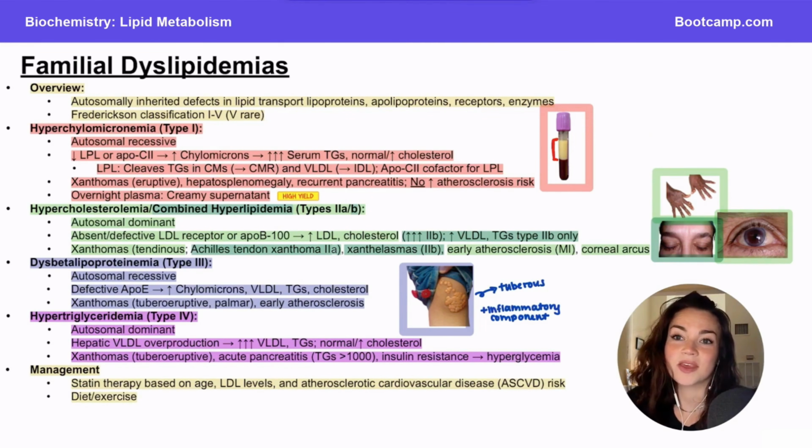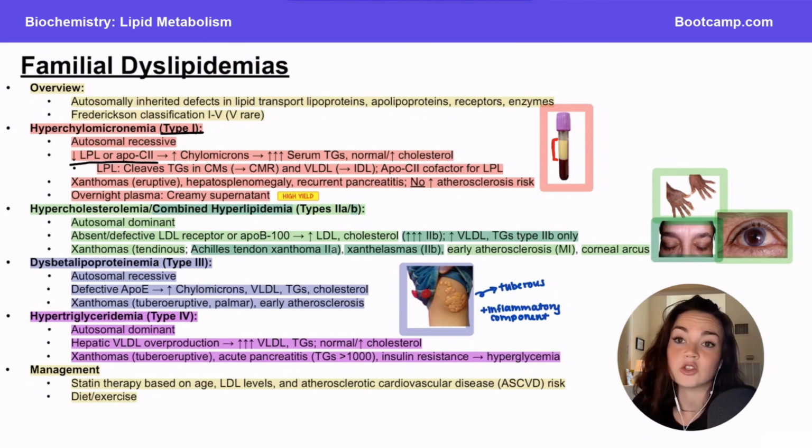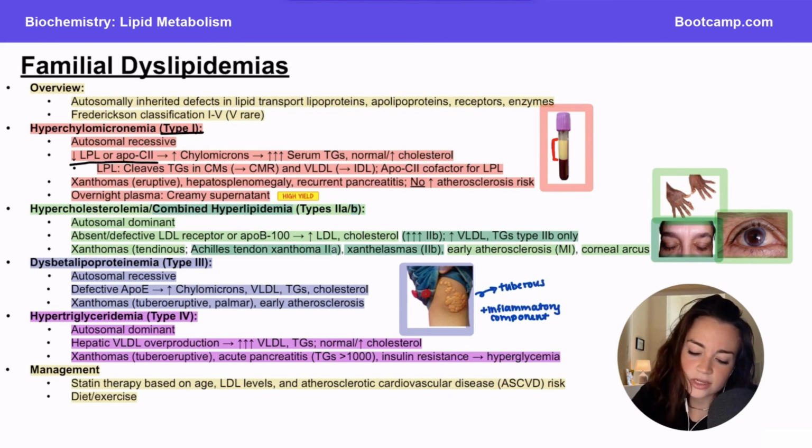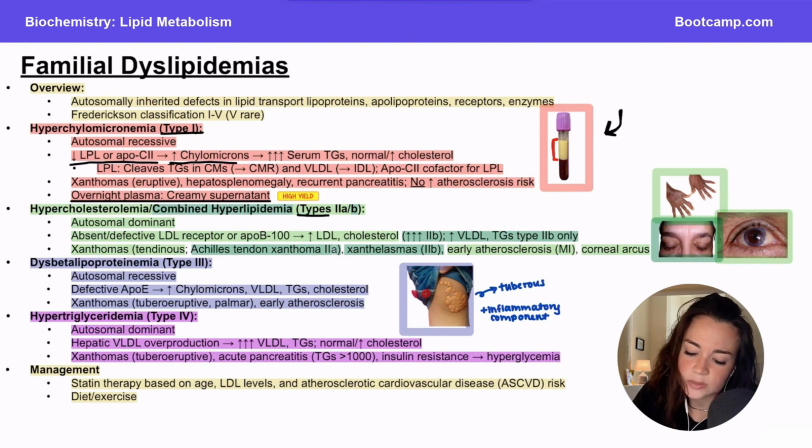All right, so let's wrap things up. There are 5 types of familial dyslipidemia, but for your Step 1 exam, there are really 4 types to focus on. Type 1 is called hyperchylomicronemia due to a defect in lipoprotein lipase, or else that ApoC2 cofactor. That caused an increase in chylomicrons. Type 2 familial dyslipidemia was broken into types 2A and 2B. Those were called familial hypercholesterolemia, or else familial combined hyperlipidemia.